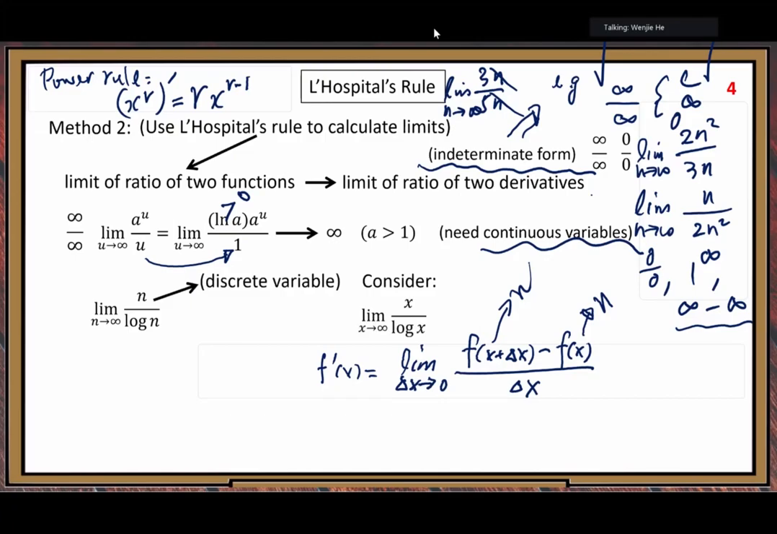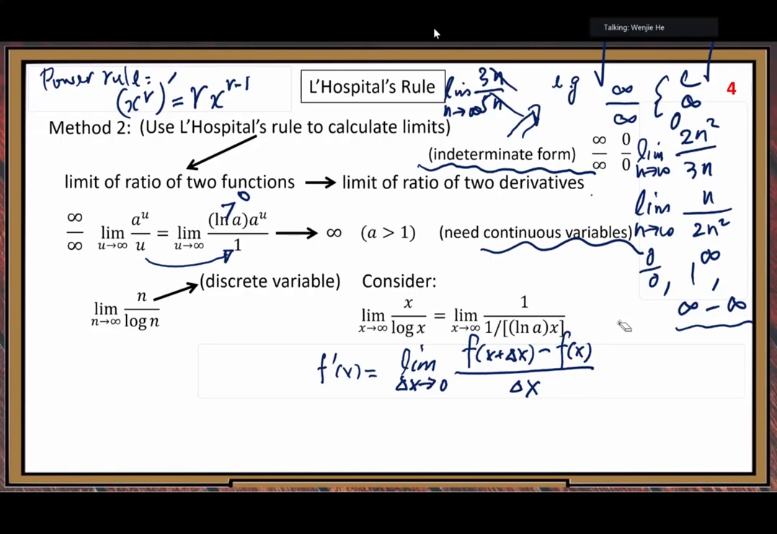Now, after the switch, let's consider the continuous version. Replace n by x, and make x a continuous variable. We do that switch. Then next we calculate the limit of this continuous version. When we calculate this continuous version, we apply L'Hopital's rule, right? So now we know we can apply L'Hopital's rule.